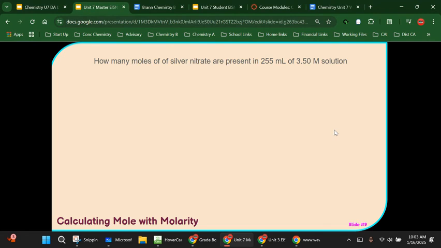Now, why am I doing that? It gets moles alone on one side of the equation. What I do to one side of an equation, I have to do to the other. Okay? I have to do to the other. So, moles equals 0.255 liters times 3.50 molar.